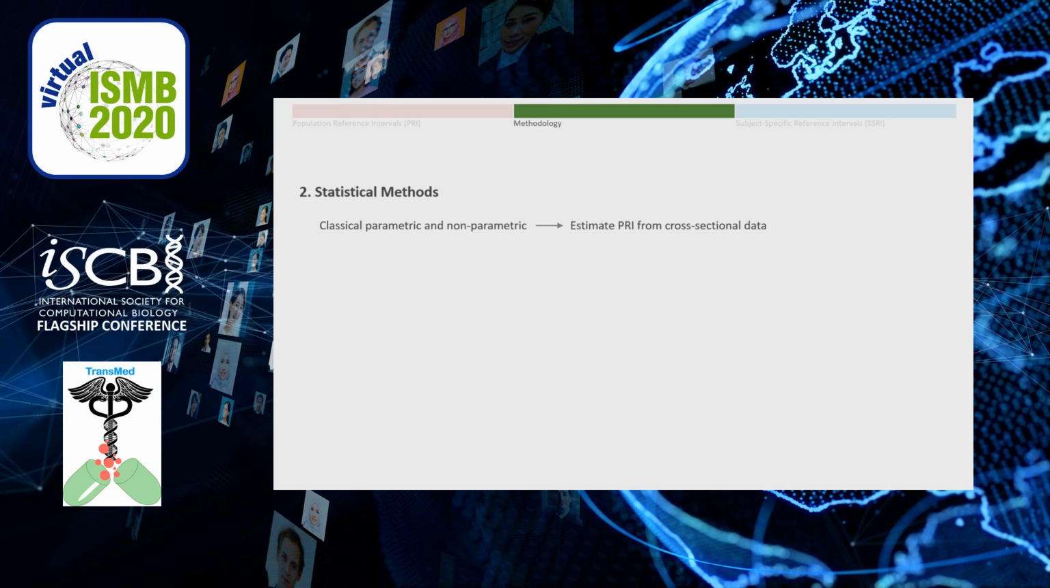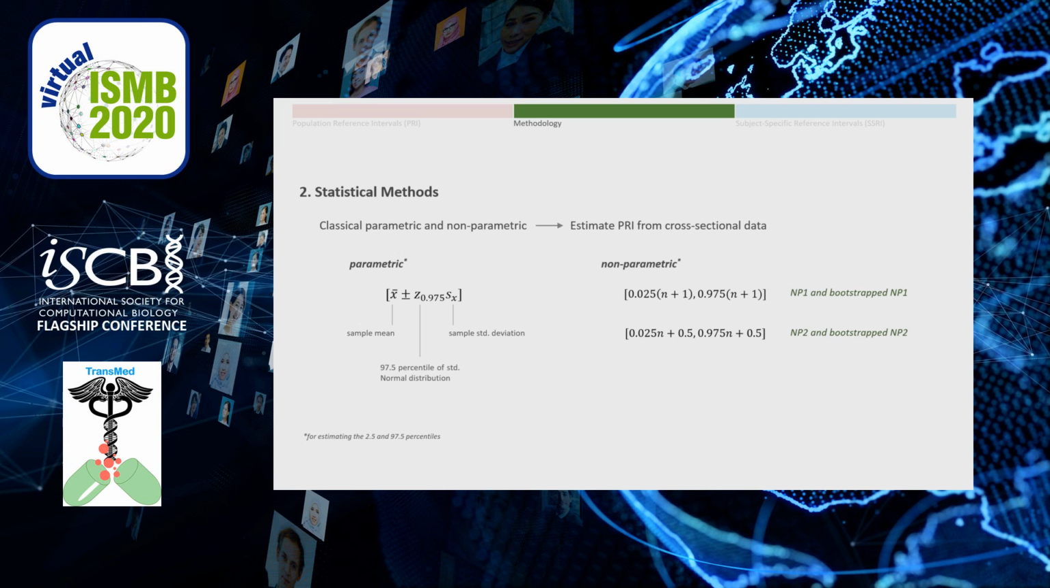First, we employed the classical parametric and non-parametric reference interval estimation methods on the cross-sectional data of the Balearic Island study. Here, the parametric method uses the 97.5 percentile of the standard normal distribution. Then we also applied the non-parametric method using the ordered set of sample observations. 2 non-parametric approaches were used in combination with bootstrap samples.